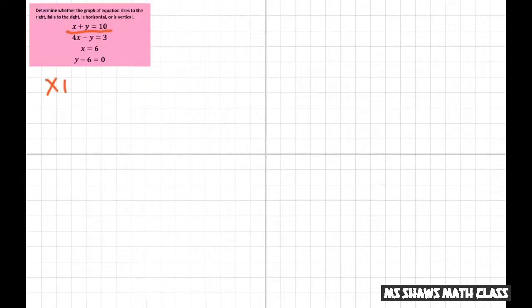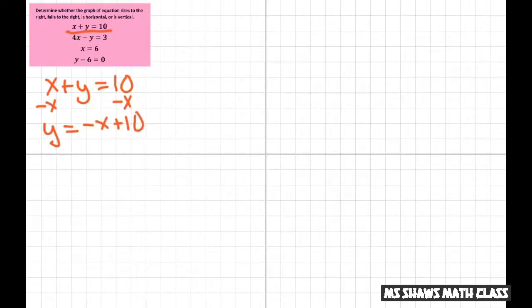x plus y equals 10, and subtract x from both sides. Just makes it a little easier. y equals negative x plus 10. You can see the slope is negative 1. That means it's going to fall to the right.